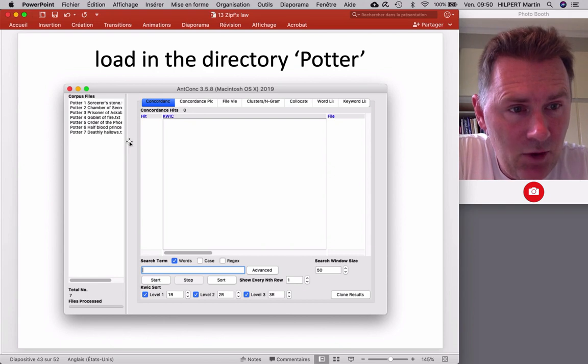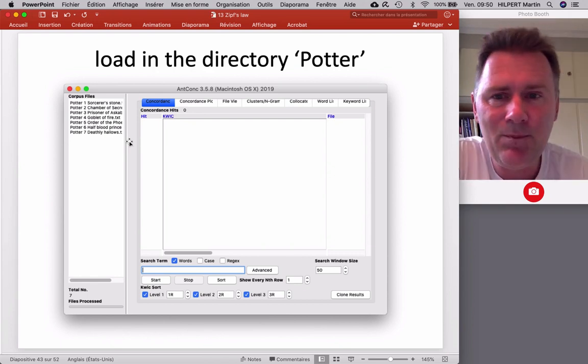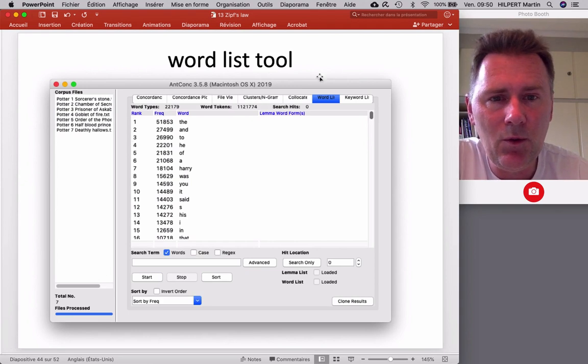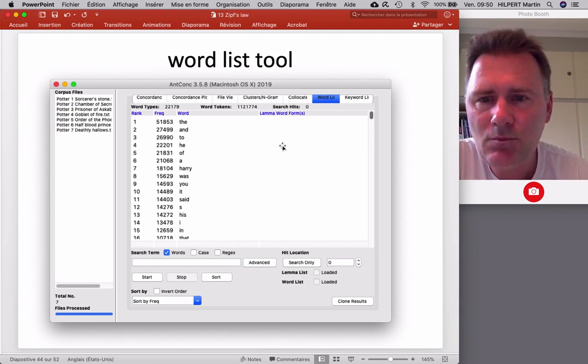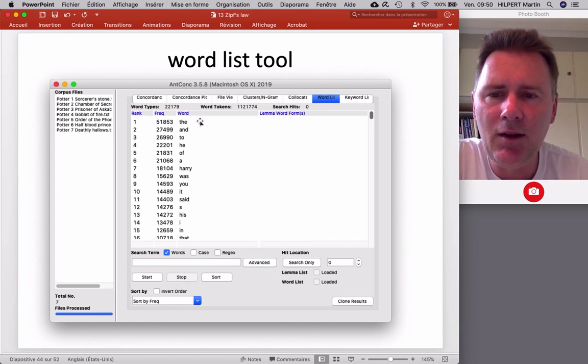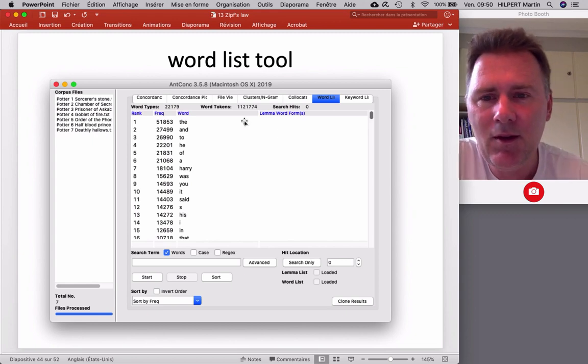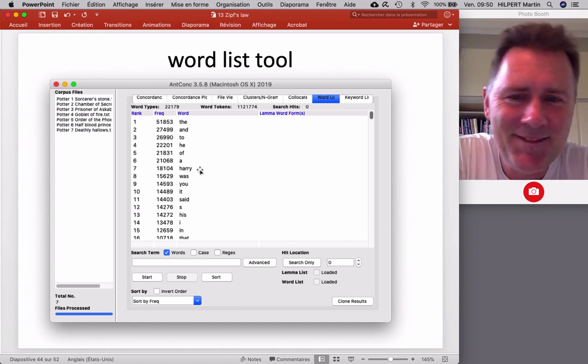This is not a tagged corpus, so we don't have to hide tags or anything. We can just use it like that. We can go to the wordlist tool again, and we don't need to change anything here. We just click start, and this should give us a wordlist that looks a little bit like this. The, and, to, well, no surprises up to that point. He, of, a, Harry, yeah, sure.